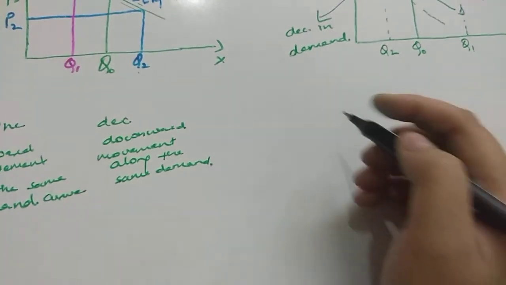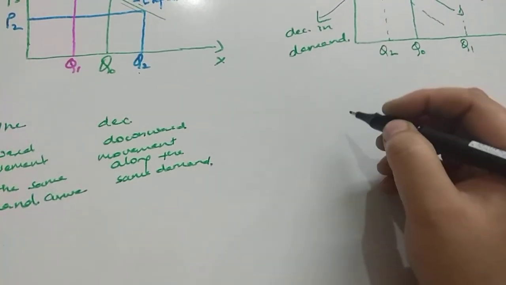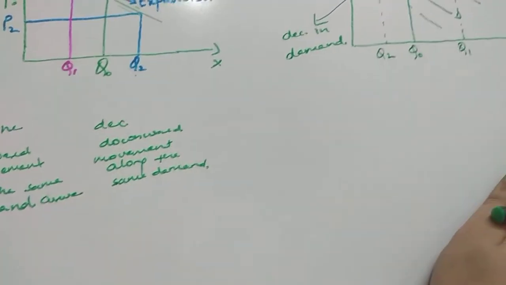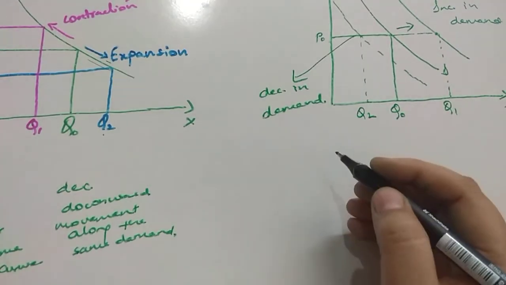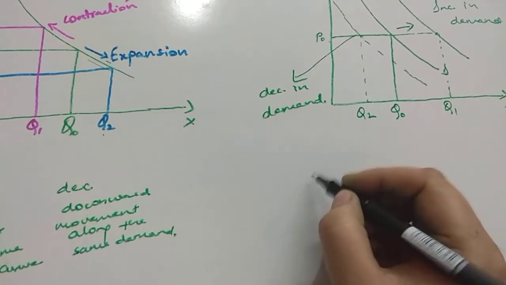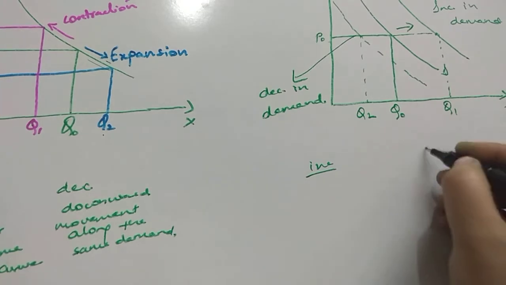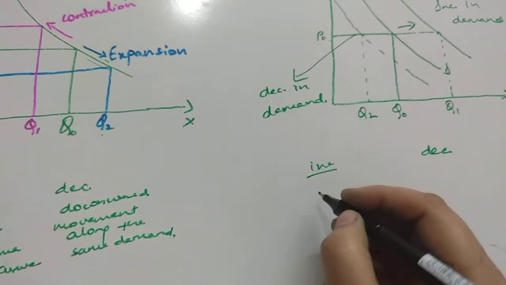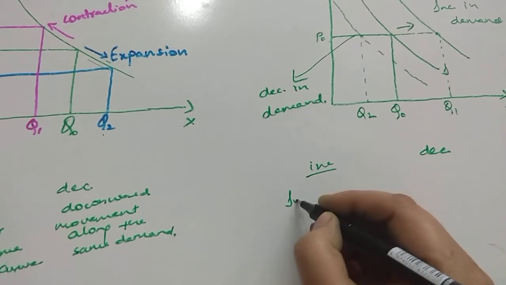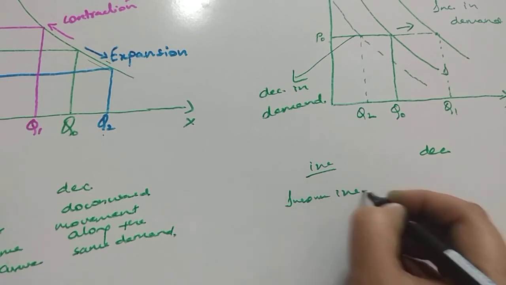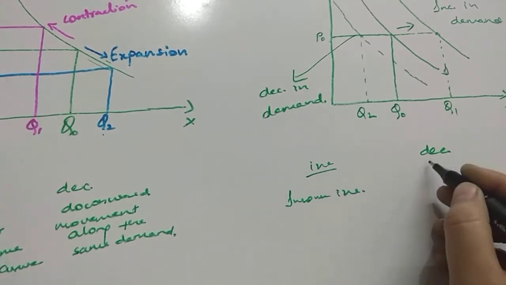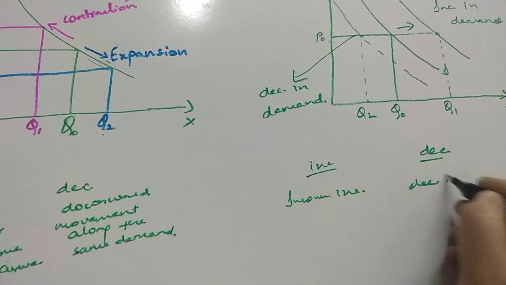Increase and decrease. Now, here we know that the price remains constant. So what does change over here? Increase will take place, increase in demand and decrease in demand. This takes place if the income increases. This takes place because of decrease in income.